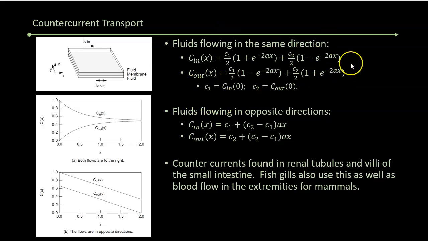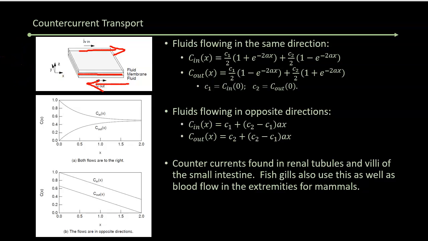That's this set of equations up here, and they look really complicated. It could be that C in is up here and C out is down here, or that C out is up here and C in is down there, and it's all built into the equations. It's not really that complicated. The other way to do this, which happens in a lot of biological systems, is you've got your membrane here, and on top, on one side of the membrane, you're flowing that way, but on the other side of the membrane, you're flowing this way.